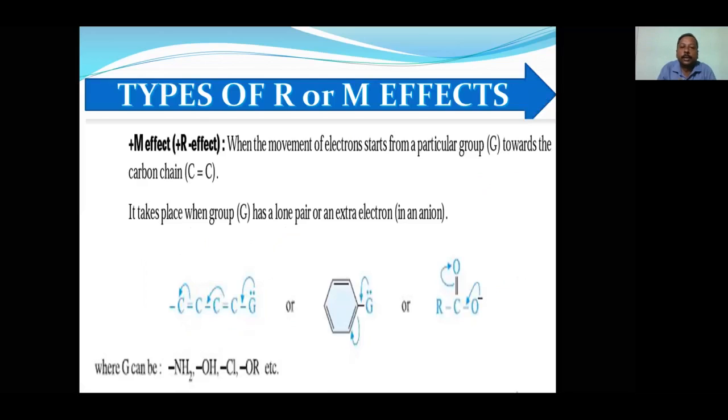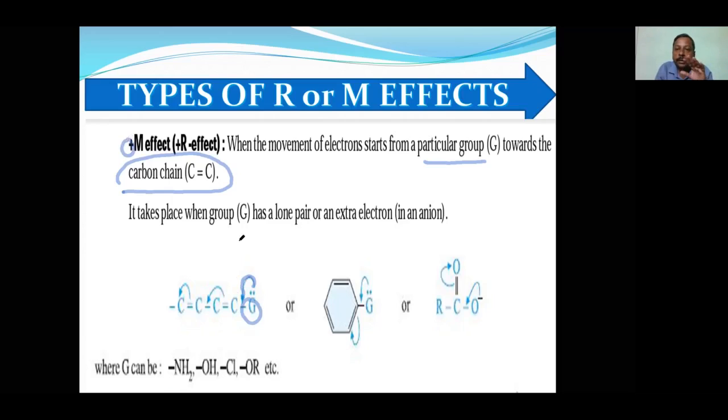Types of resonance are the mesomeric effect. So electron can come into the ring or into the conjugation system, or electron can go away from the conjugation system. When there is movement of electron from a particular group towards the carbon chain, that is conjugation. See, this is a particular group, and electrons are moving into the carbon chain. That means electrons are added. Added means plus M. So this is how you will remember.